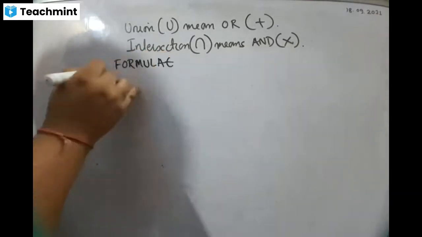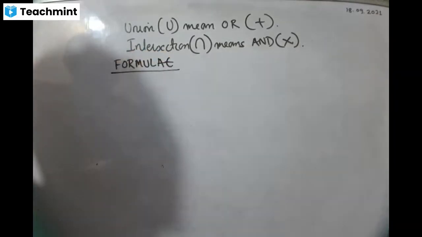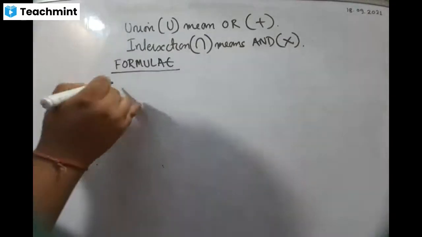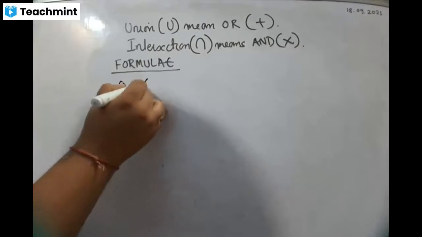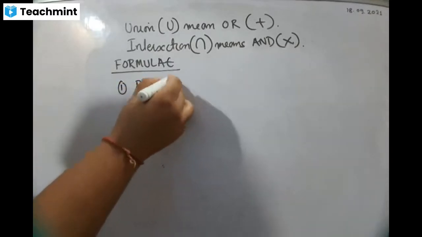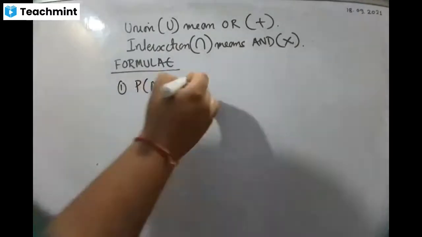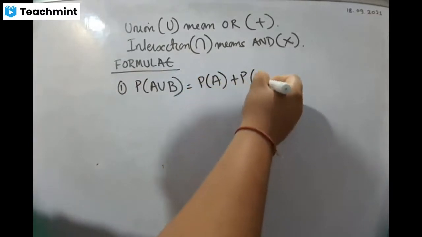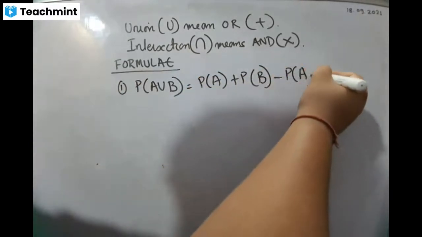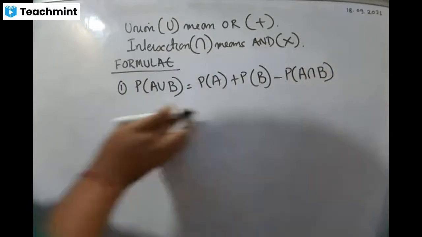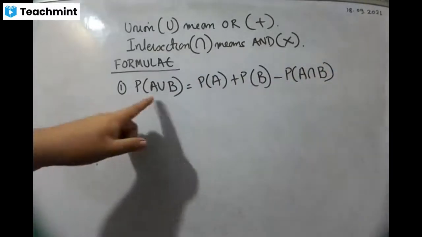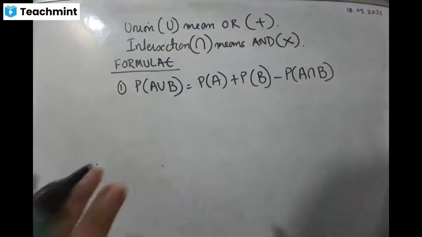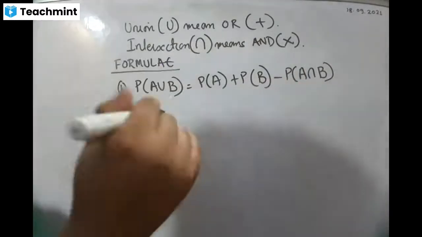Everyone look at the board, the formula. If you have done sets properly, you'll understand that this is one of the formulas of set theory. The formula says probability of A union B is equal to probability of A plus probability of B minus probability of A intersection B. This is the formula which connects two events, because from set theory, I'm just going to explain this formula.